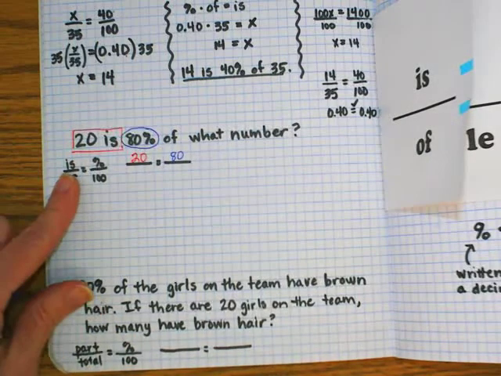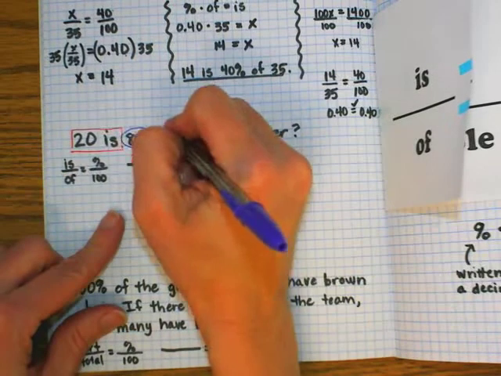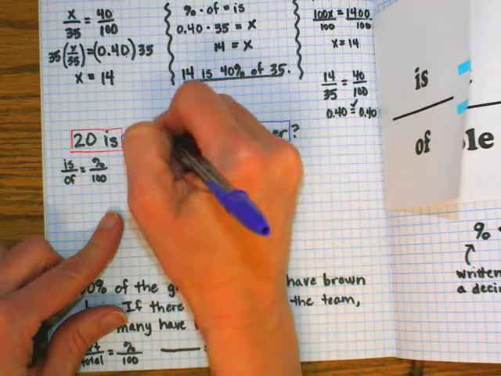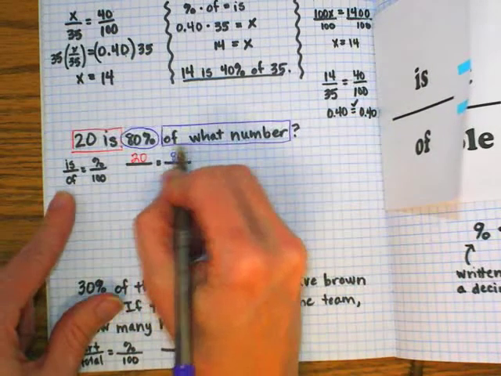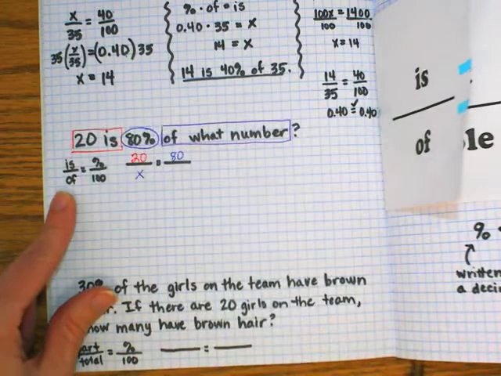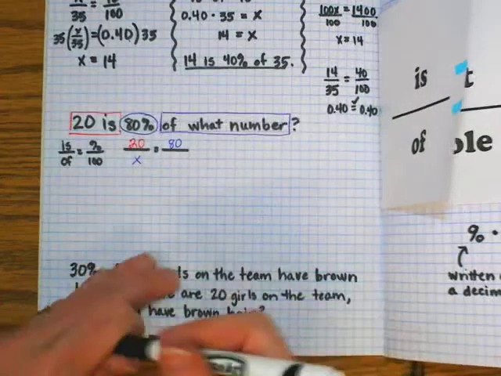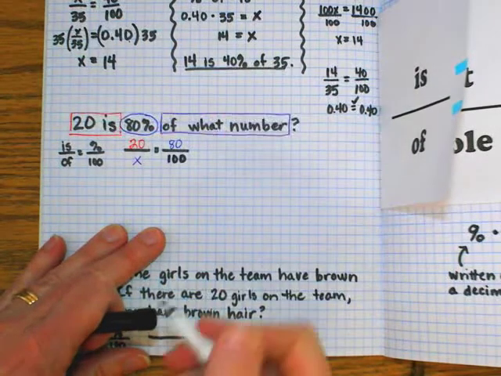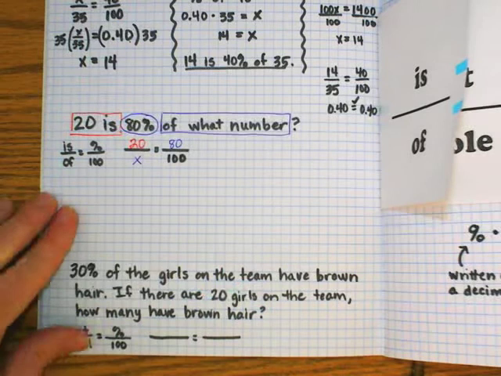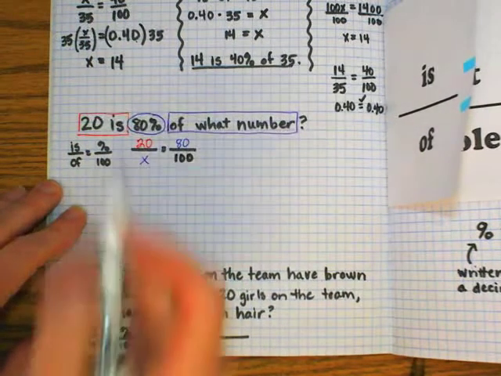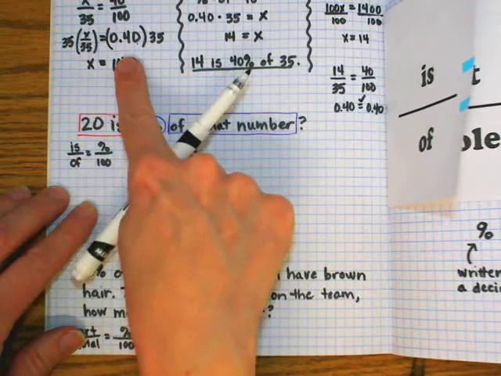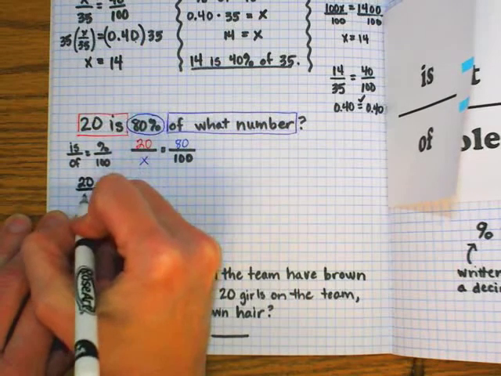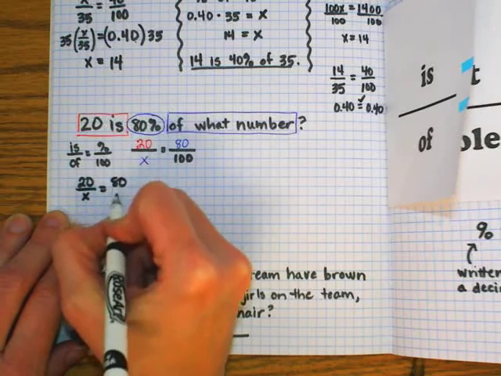Now we get to of what number? What number means that we don't know what that number is. So of is going to be the missing number in this situation. And then of course we have 100 as our denominator on that side. So starting with the original way of thinking about this, like we did in the previous problem, we have 20 over x equals 80 over 100.